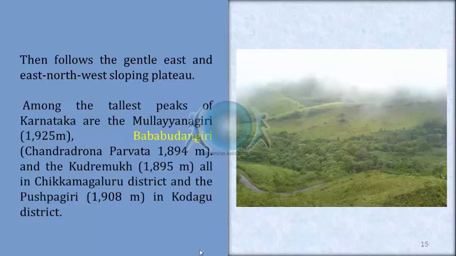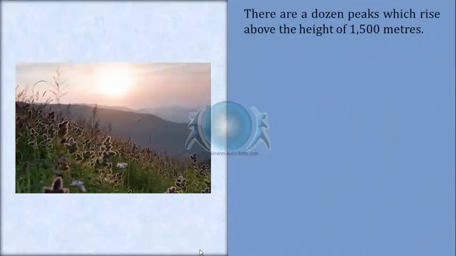Among the tallest peaks of Karnataka are the Mullayanagiri at around 1900 meters, Baba Budangiri at around 1800 meters, and the Kudremukh at around 1890 meters, all in Chikkamangaluru district, and the Pushpagiri at 1900 meters in Kodagu district. There are a dozen peaks which rise above the height of 1500 meters.